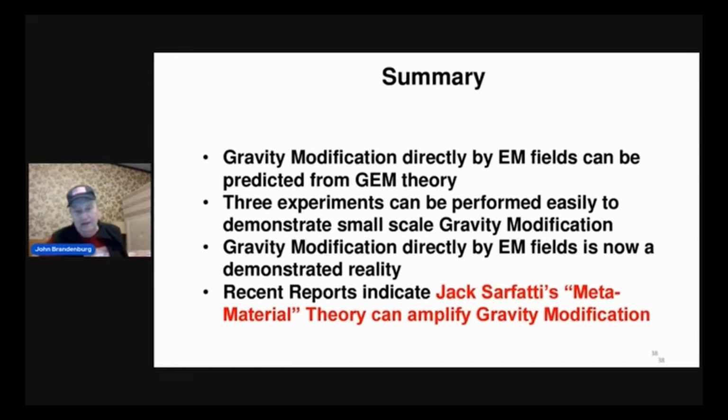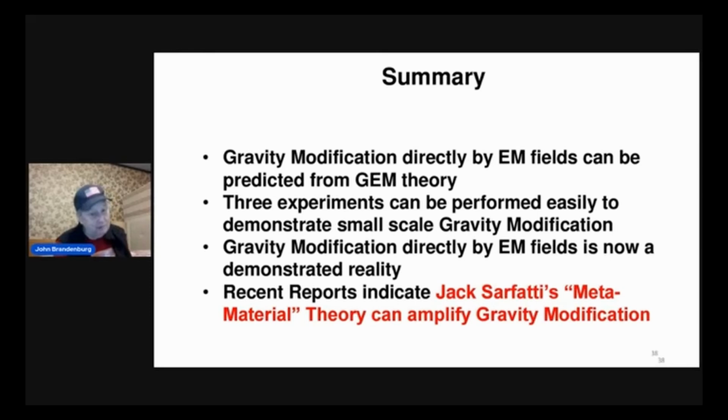Okay, summary. Gravity modification directly by E&M fields can be predicted from the GEM theory. Three experiments can be performed easily to demonstrate small-scale gravity modification. Now, these are in a kind of vacuum limit or just air. Gravity modification directly by E&M fields is now a demonstrated reality. We have it, guys. We have it. The human race now has control of space-time structure. And you can see it in a small way in your own laboratory or garage using easily obtained equipment.